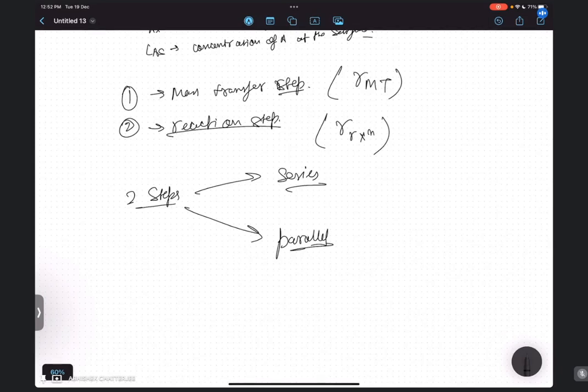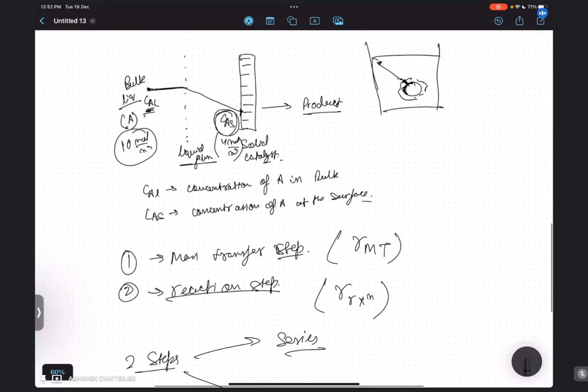In general, it is in series only. It means first the mass transfer step will happen and then the reaction step will happen. Generally, these two steps are in series only. Parallel means what?